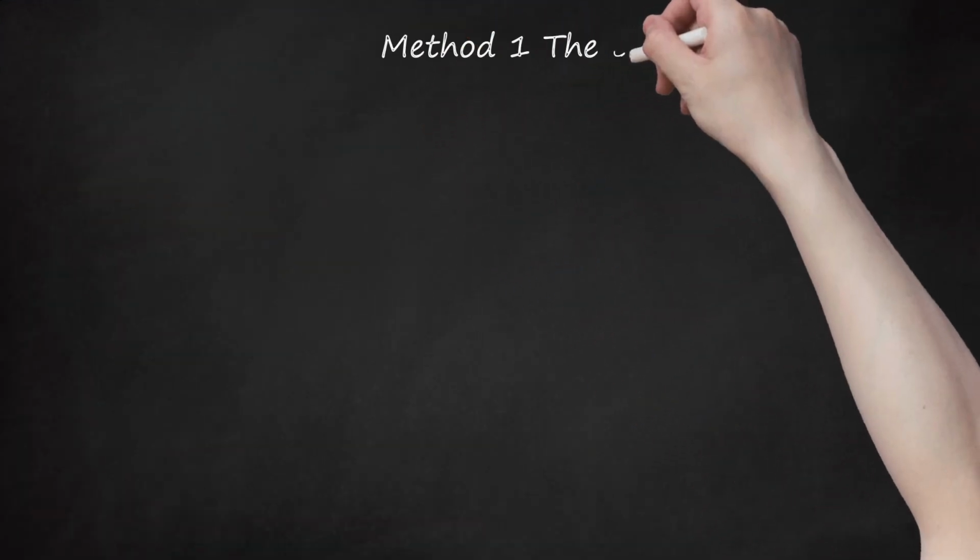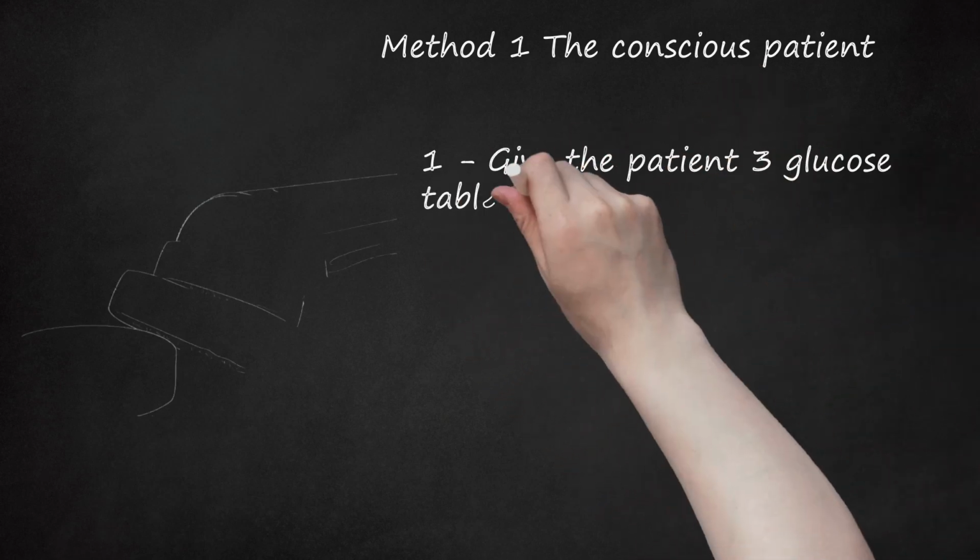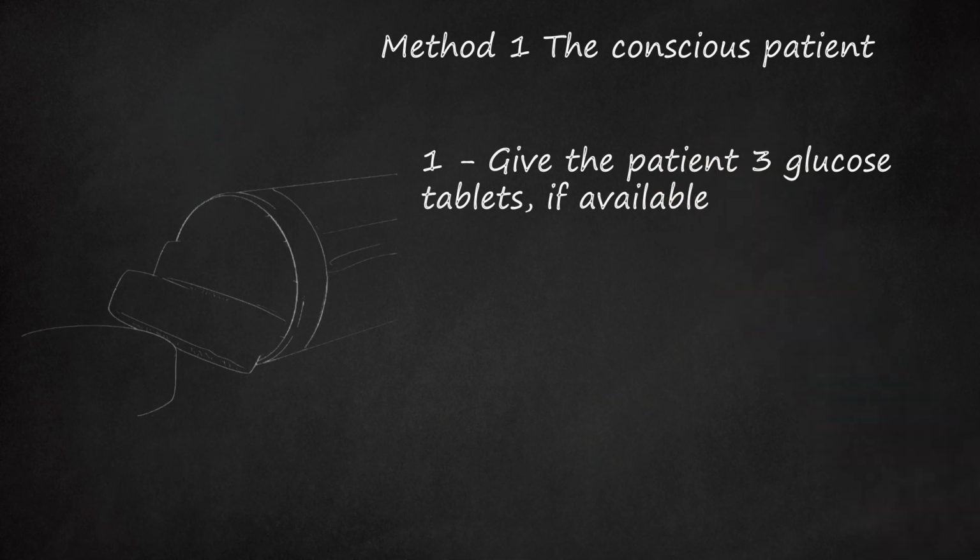Method 1. The conscious patient. 1. Give the patient 3 glucose tablets, if available. These tablets contain roughly 0.14 ounces, 4 grams, of glucose each. You can find them at most pharmacies without a prescription.